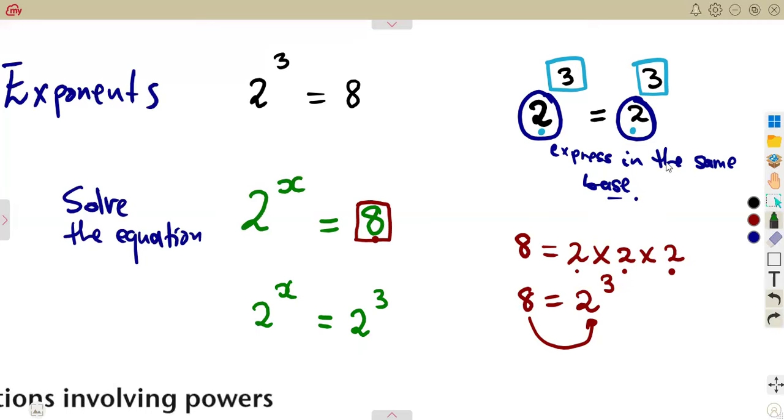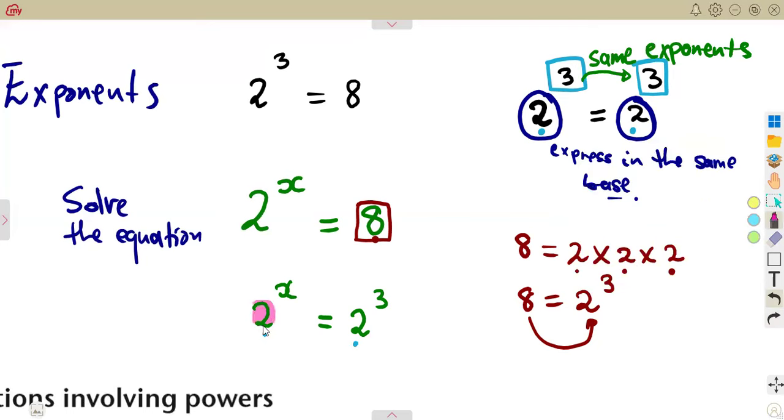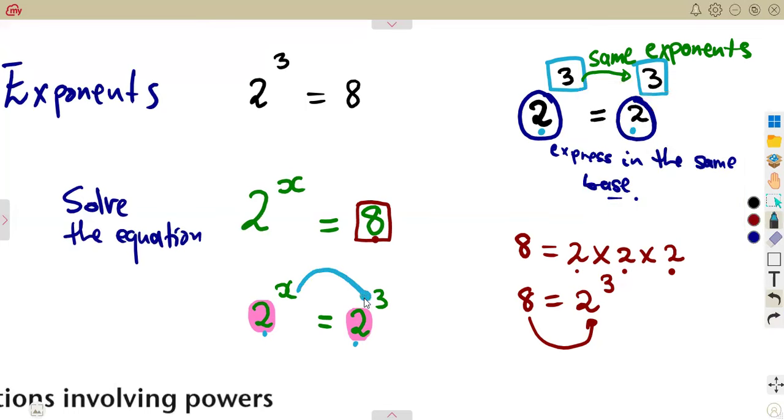Like I said, if we have this condition of the same bases, we are going to see that the exponents are also the same. As long as you see that these bases here, the 2 and the 2, are the same, it means, therefore, our x will be equal to 3. It is by default that this x will be equal to 3.